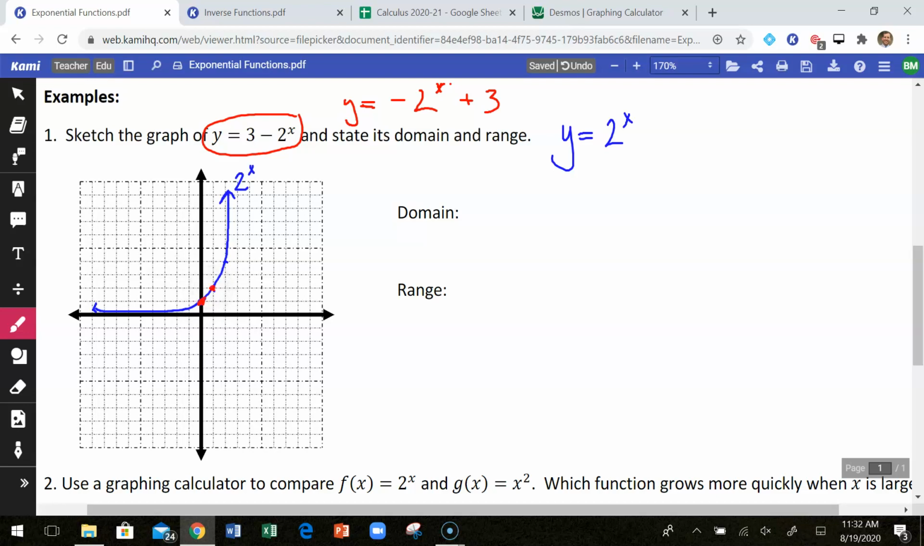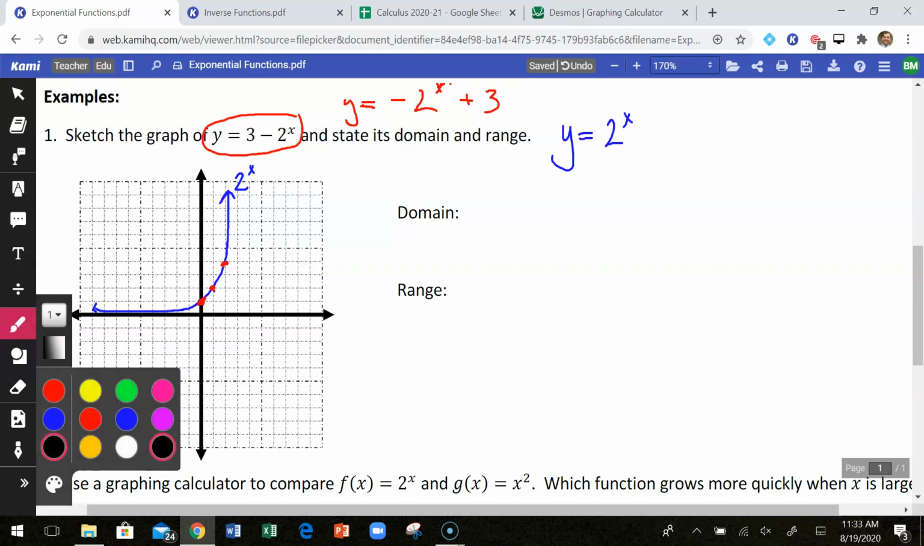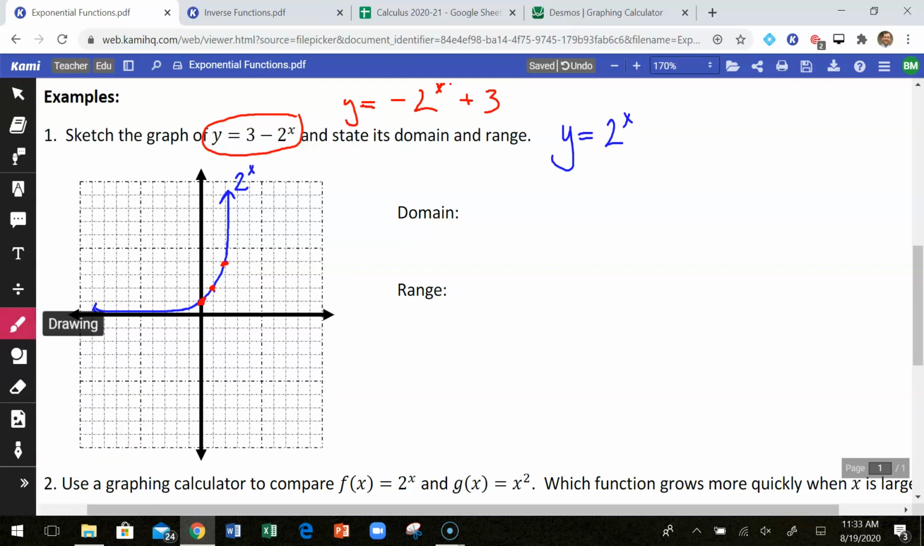So I've got 0, 1, 1, 2, 2, 4, 3, 8 would be my next one, which I made a little too steep, but I'm going to take those points, reflect them, and then move them up 3. So if I reflect that first point down across the x-axis, and then I move it up 3, it's going to end up right here.